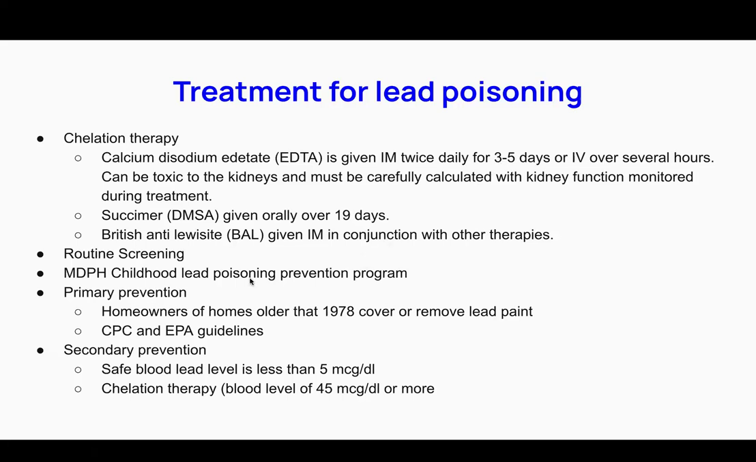Secondary prevention includes making sure that people have safe blood levels, which should be less than five micrograms per deciliter. Something important to know is that chelation therapy is usually given when the blood level is 45 micrograms per deciliter or more.